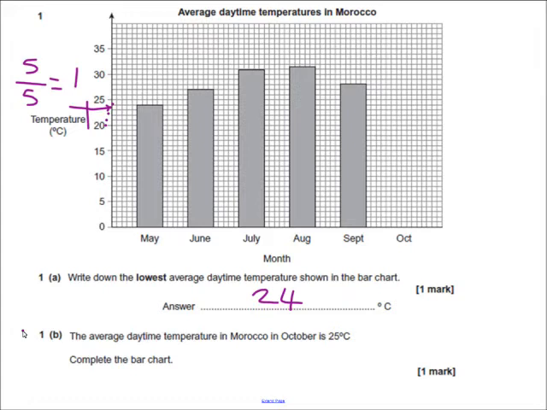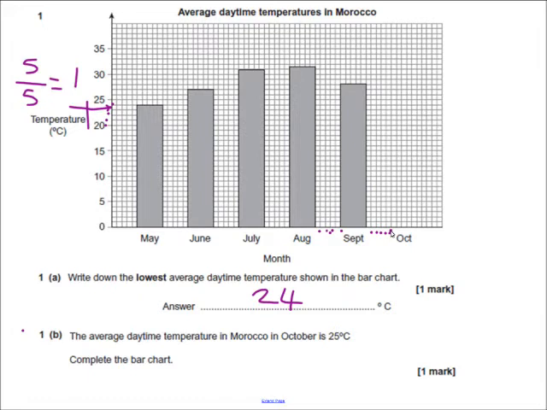So we have a gap of 1, 2, 3, 4, 5 between our months. So you need to allow a gap of 5. 1, 2, 3, 4, 5. So our bar has to start here. And our bars need to be the same width.